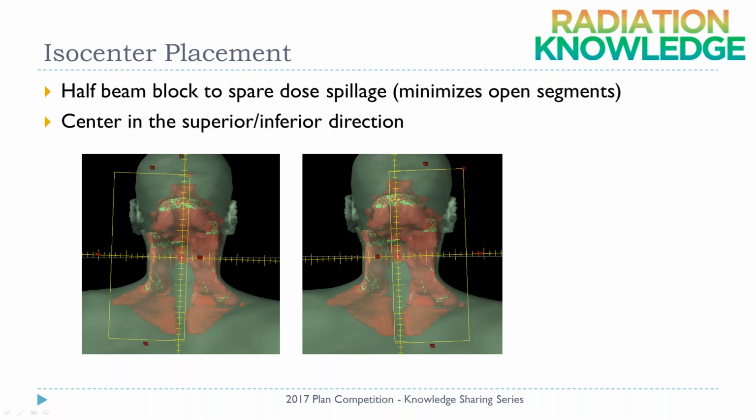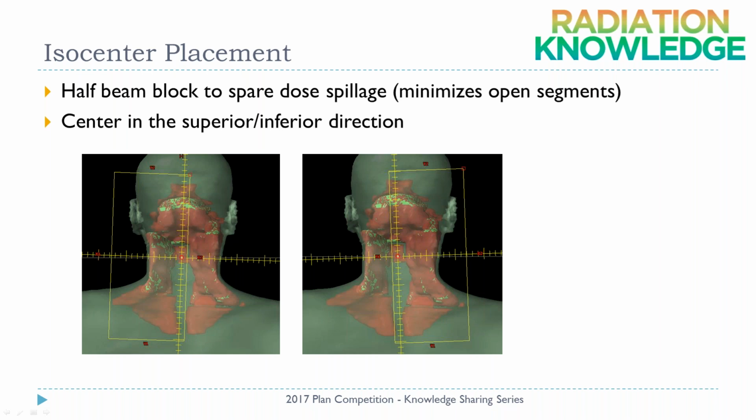And the isocenter I placed here, I centered superior, inferior in the main PTV 56 so that you get a similar Y jaw in each direction. So this is about plus or minus 15 centimeters for each Y jaw.